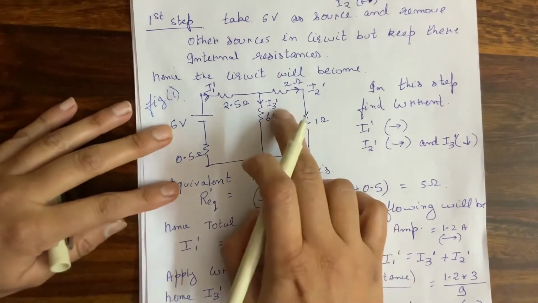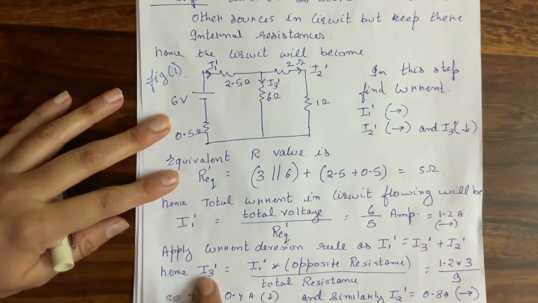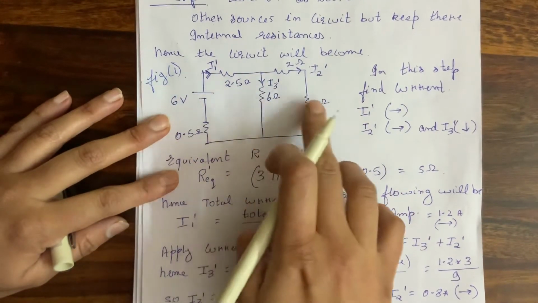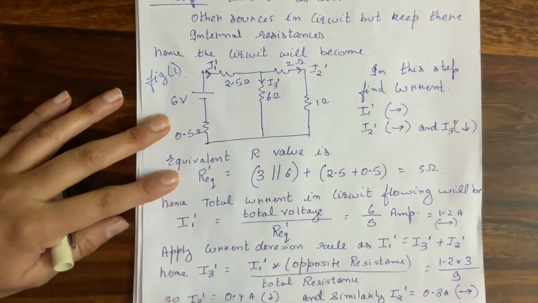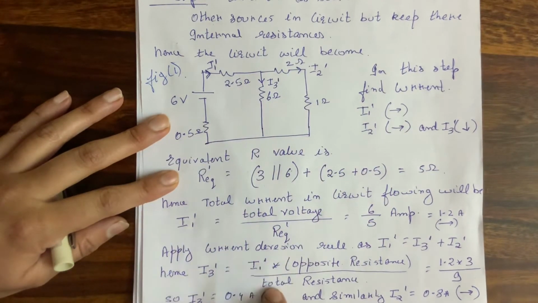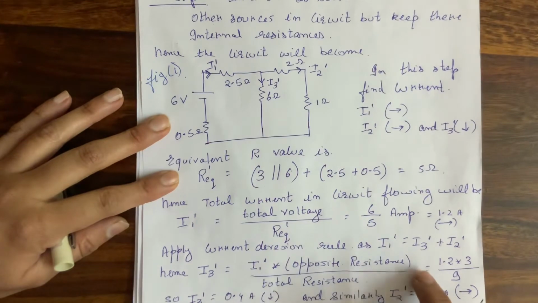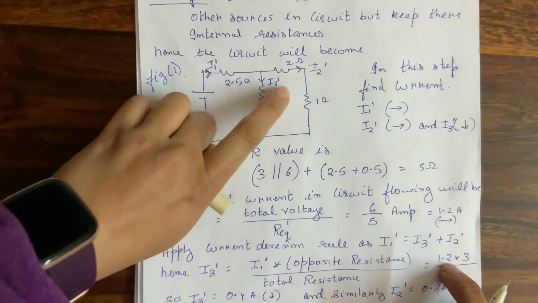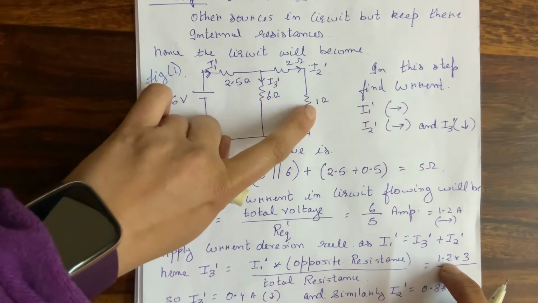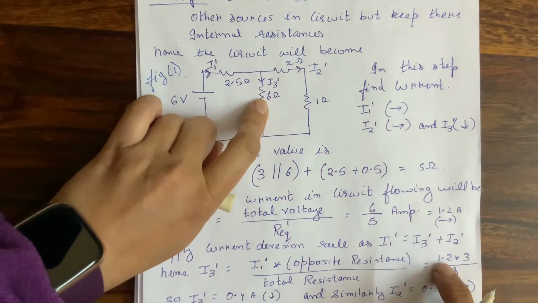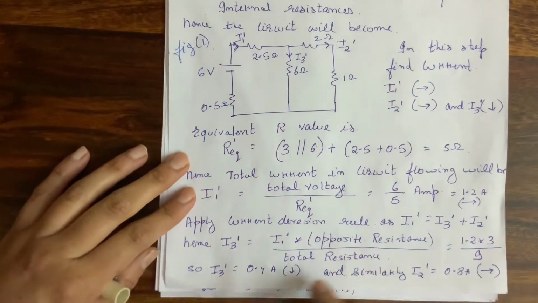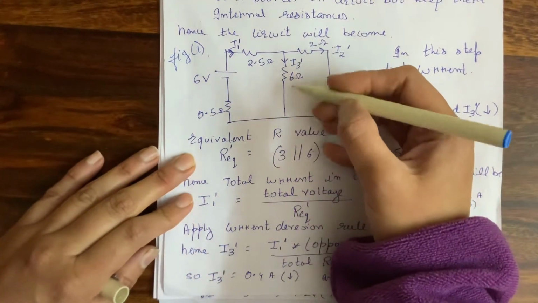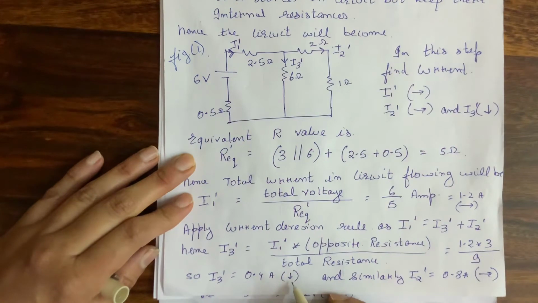According to the current division rule, when I find I3 dash it will be equal to the total current into the opposite resistance upon the total resistance of the two limbs where the current is dividing. So here I3 dash is equal to I1 dash into opposite resistance upon total resistance, that is 1.2 because we are finding current in 6 ohm. So the opposite resistance will be 2 plus 1, 3, and the total resistance will be 3 plus 6, 9. So that's why 1.2 into 3 upon 9. Hence we get I3 dash as 0.4 ampere and the direction of current I have given is downwards. So that's why I have specified the direction.